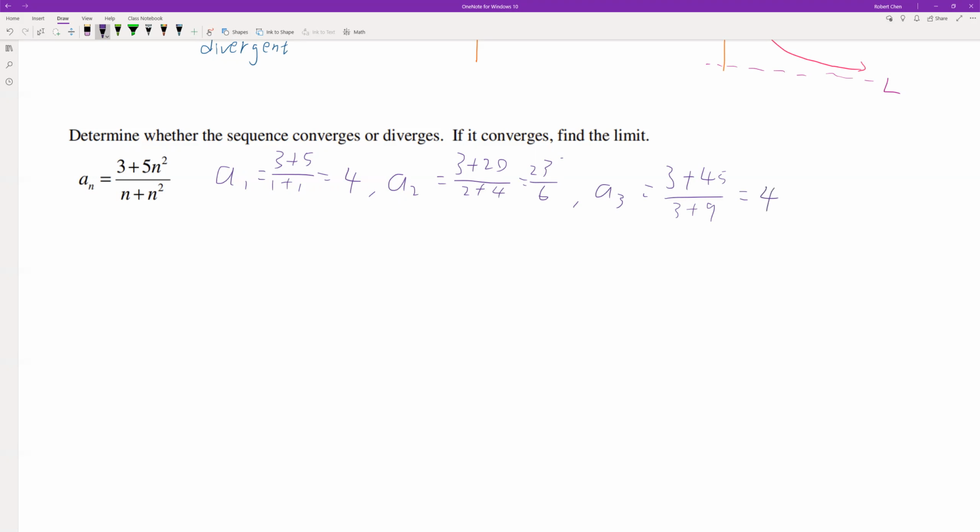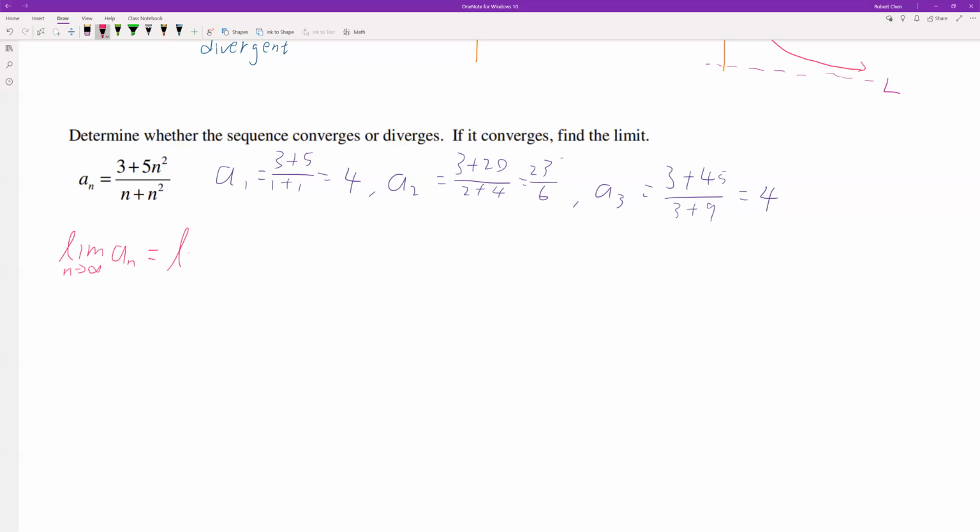That's a 4. Okay. So of course, just by looking at the first 3 values in the sequence, it's very hard to tell if the sequence is going to converge or diverge. So the technique, just like what we were doing earlier, is by taking the limit of a_n as n approaches infinity.